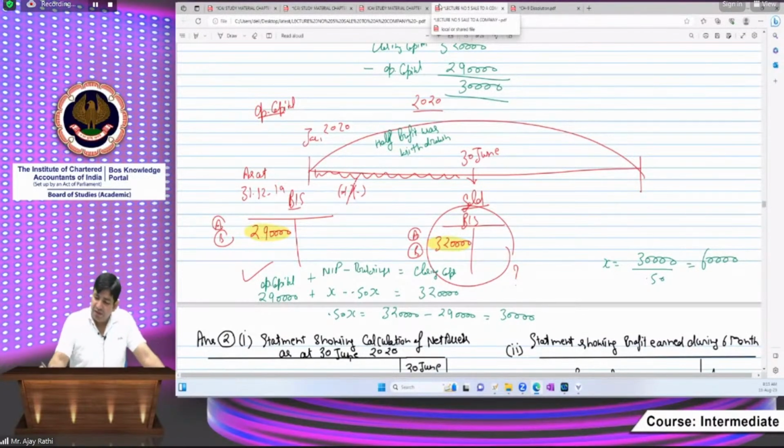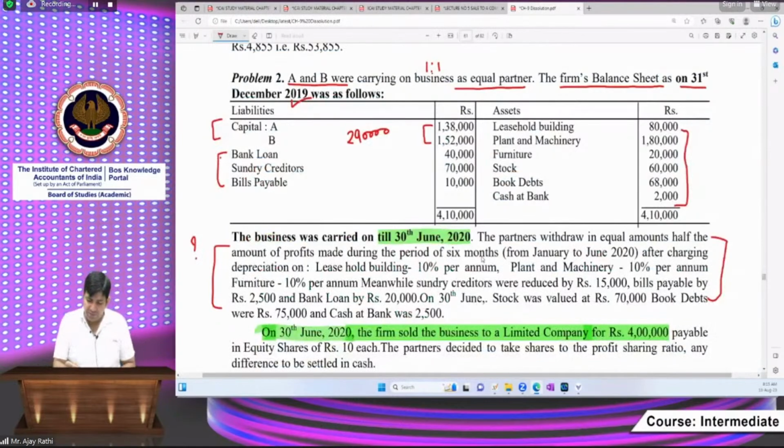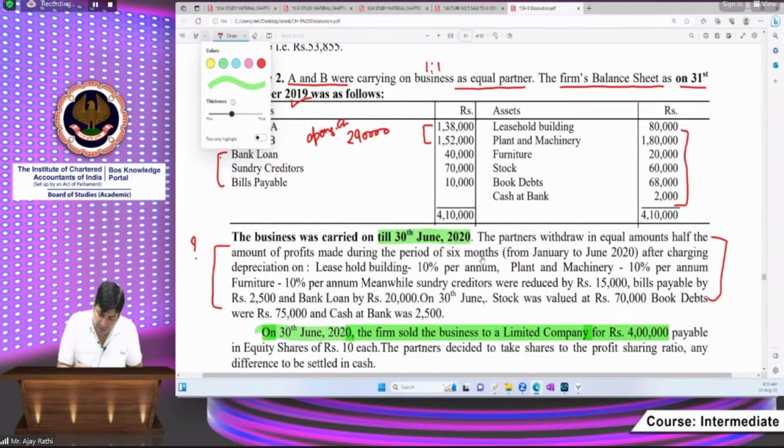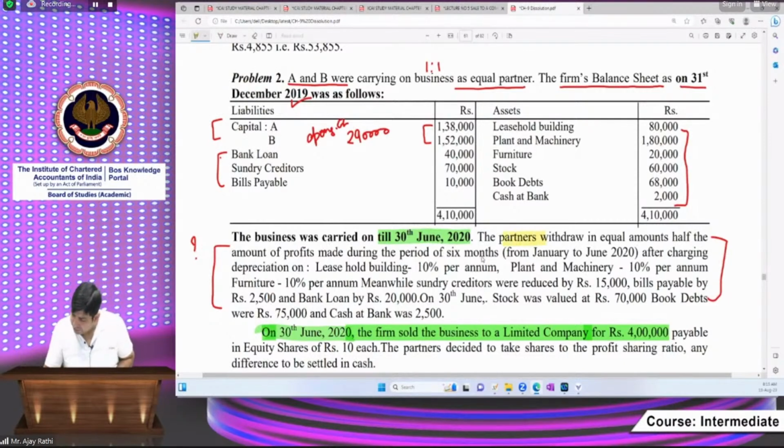Okay. Now see the question. Now read the question. Since we are having opening capital, now we have to prepare a statement of affairs as at 30th June, and find out the balance sheet of 30th June, in which you will be finding the closing capital. Question is giving one more thing: during these 6 months, the partner withdrew an equal amount, half of the amount of the profit made during these 6 months.